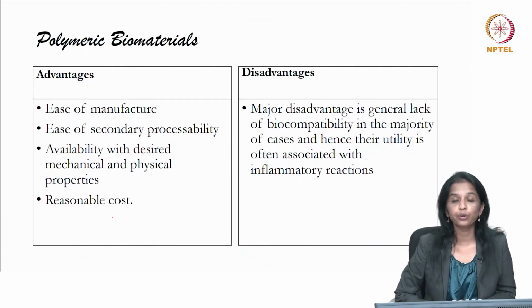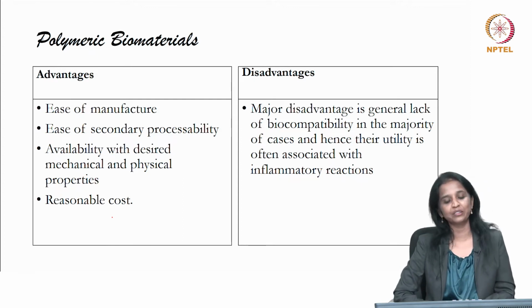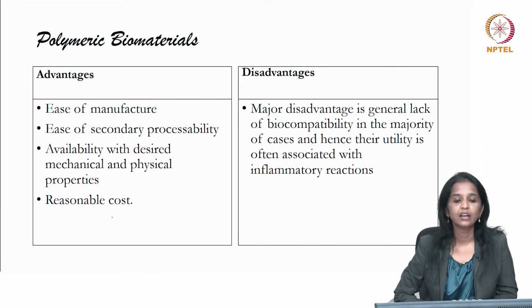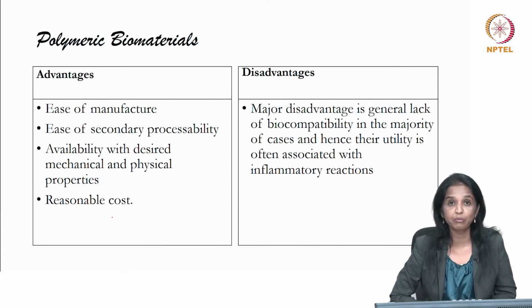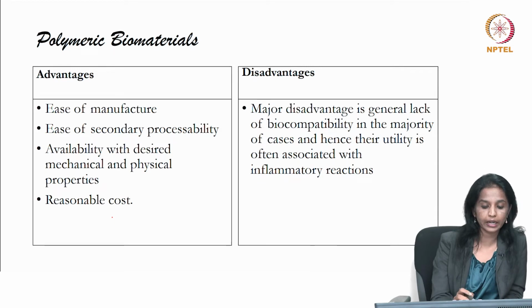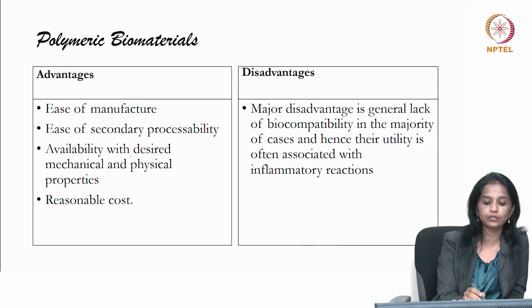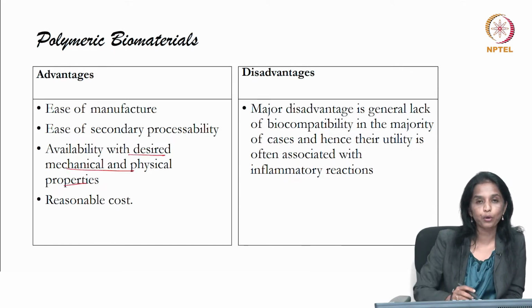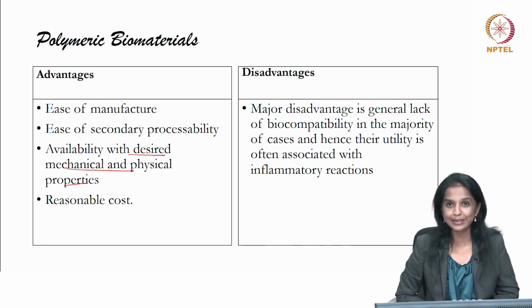Having said that it has such a huge range of applications, we definitely need to know what the advantages and disadvantages are. The advantage is ease of manufacture. As already mentioned, it is very easily available, and there is ease of secondary processability, because you can do secondary processing, and availability with desired mechanical and physical properties. Above all, it is very reasonable. So, it is cost effective.